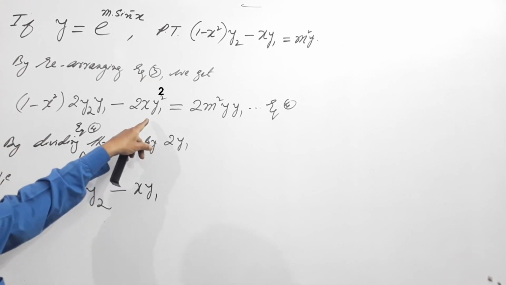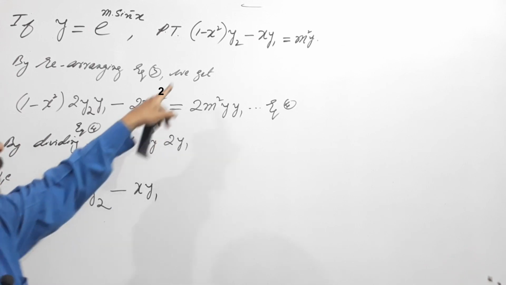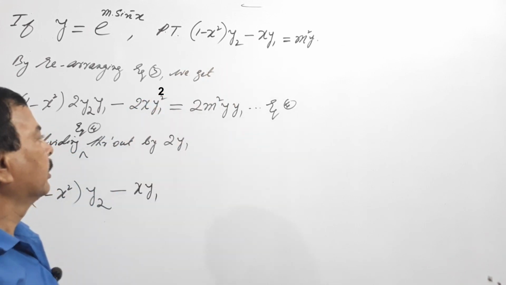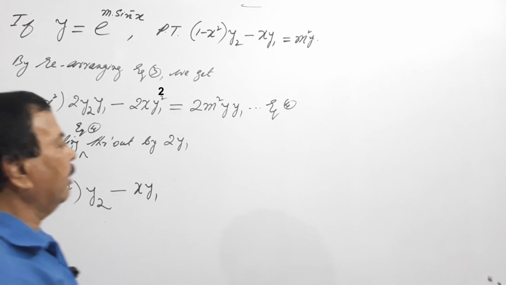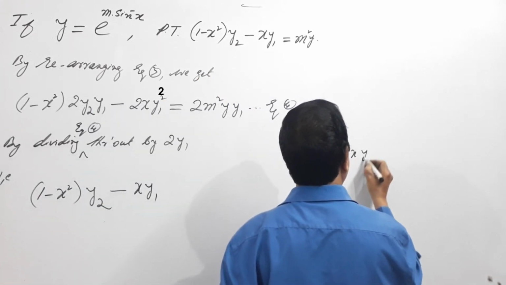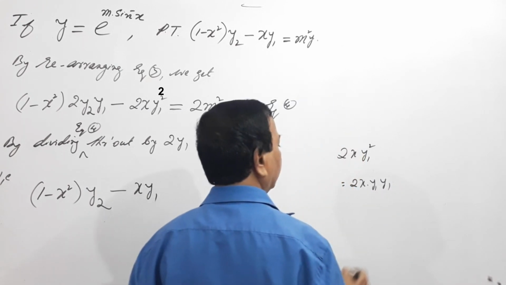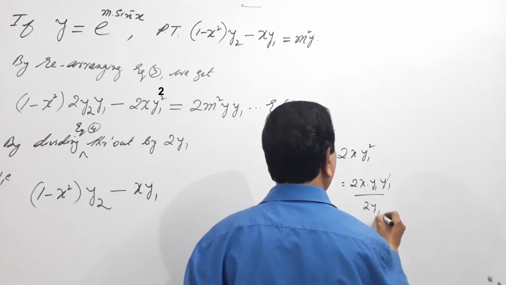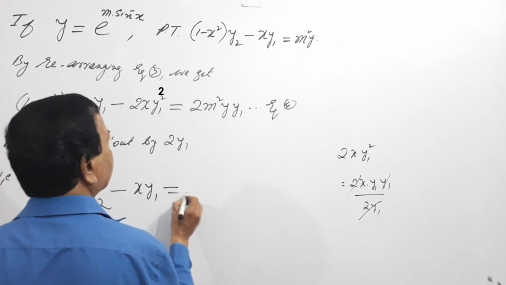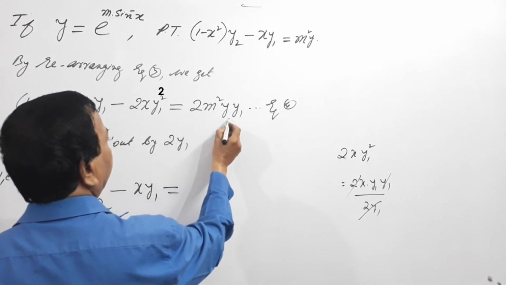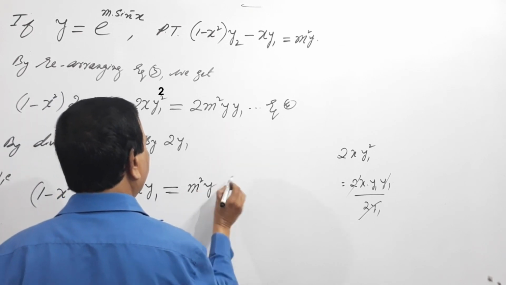While writing, by oversight I made it 2x into y1, but it is 2x y1 square, that is nothing but 2x into y1 into y1. So y1 divided by 2y1, the y1 and this cancel, left with x y1 equals to, what happens here? 2 and y will go, y1 will go. So we are left with m square into y.